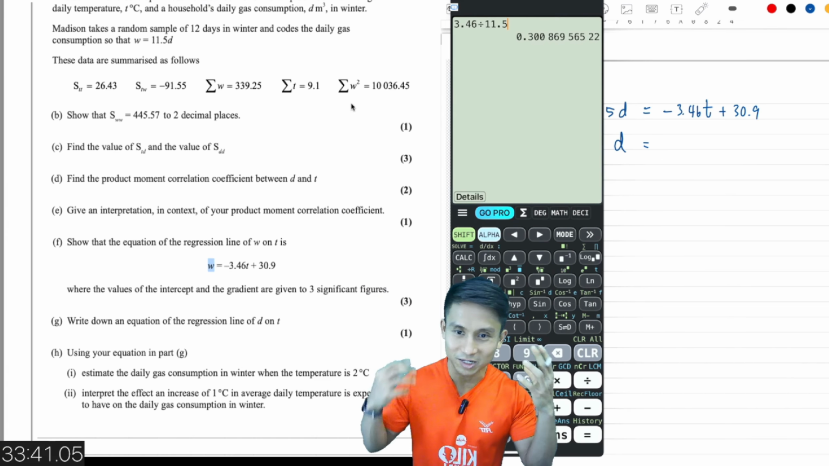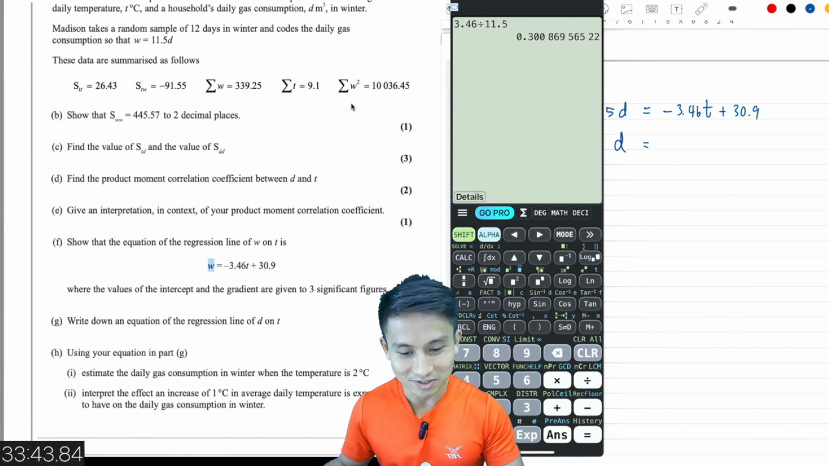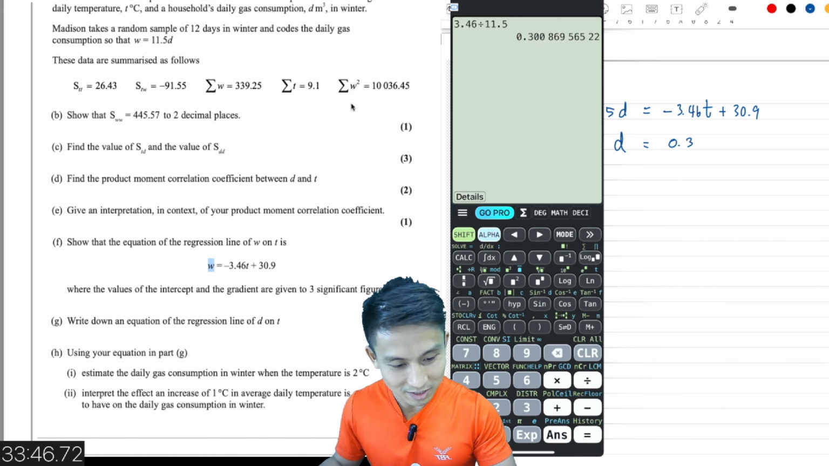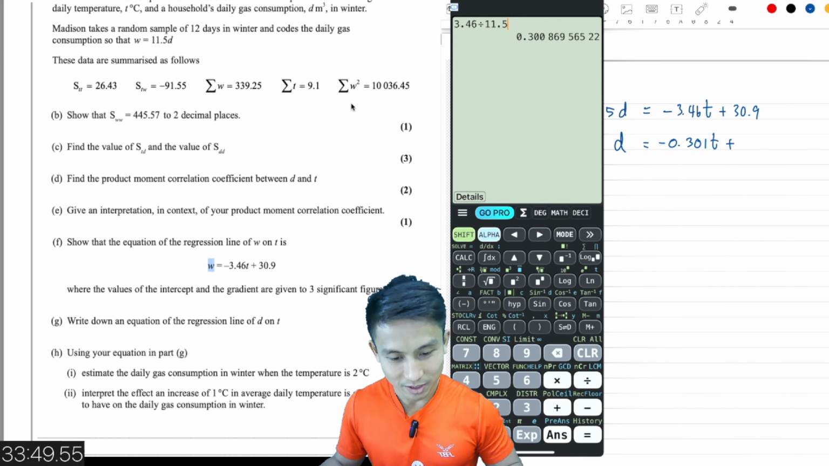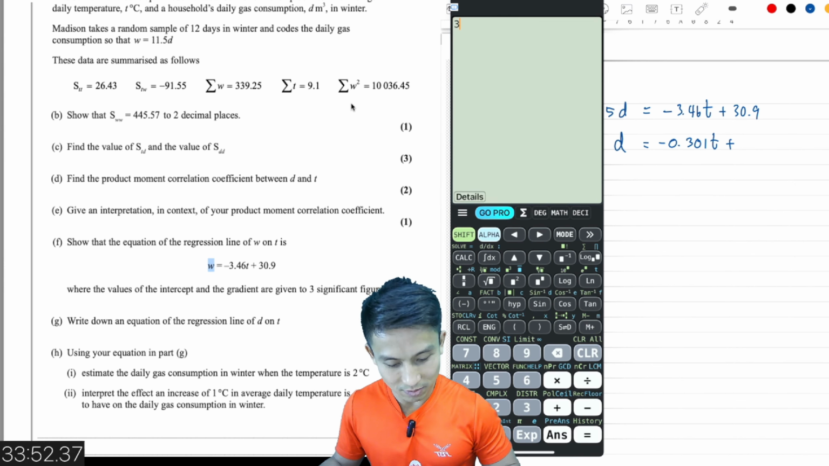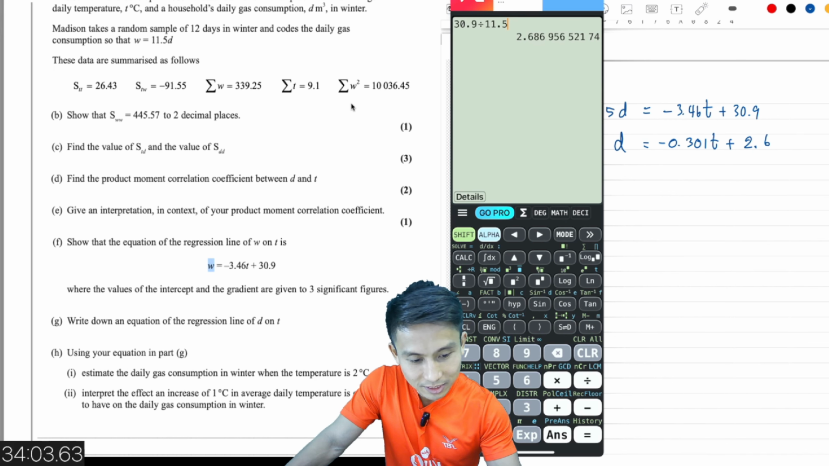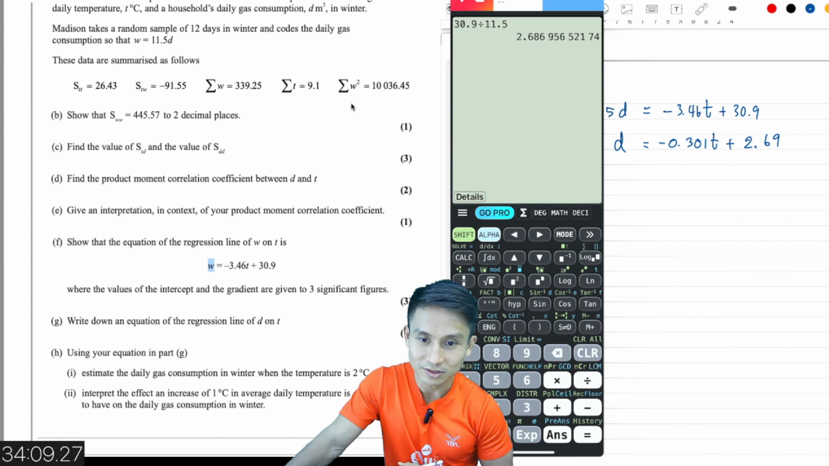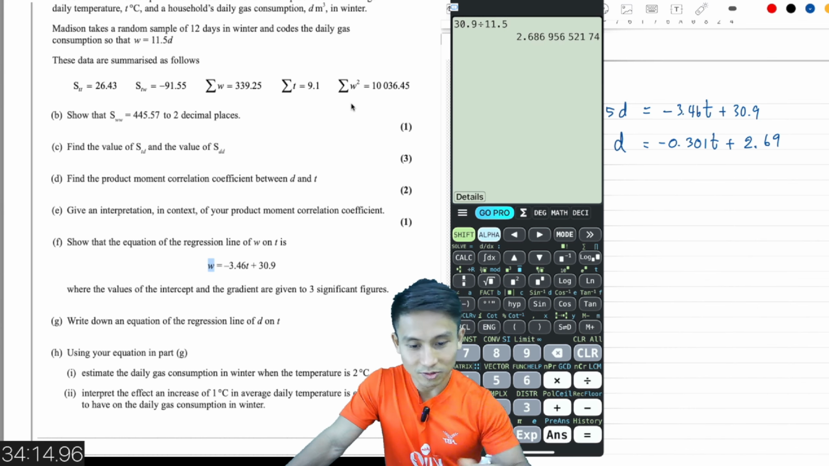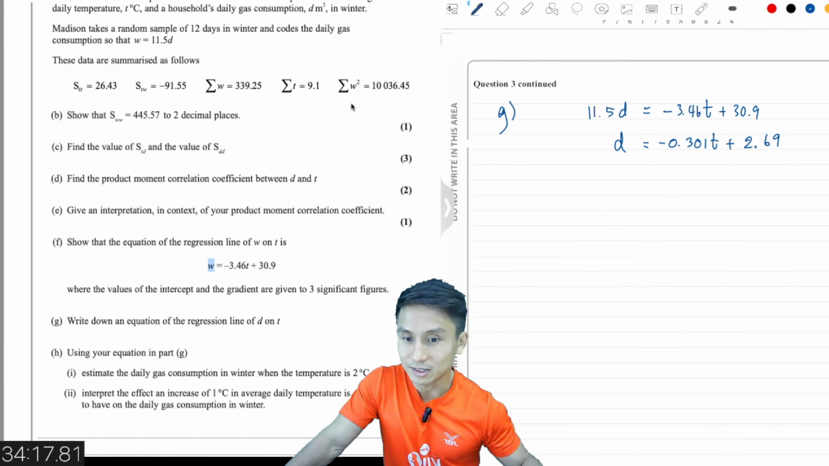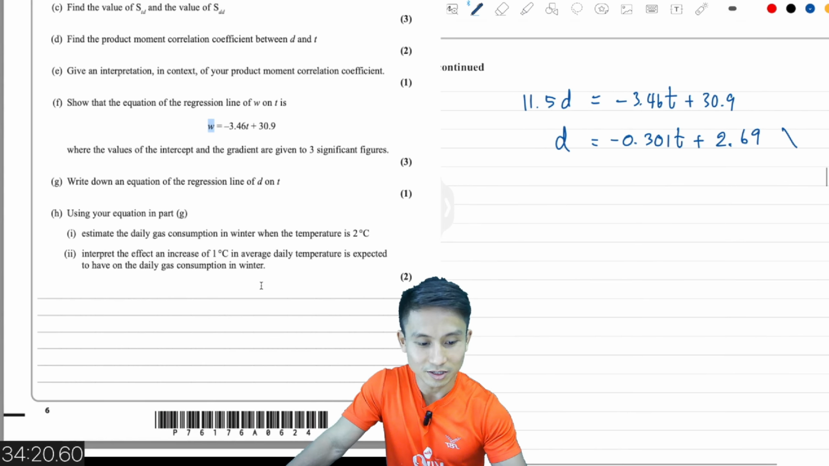Because I heard myself say 11, not 11.5, so I just got back to that. 0.301T, and there's a minus there. And also 30.9, wait, no, 30.9 divided by 11.5. Okay, that would be 2.669. Yeah, just 3 significant figures, the same amount of significant figures there. Okay, that's it. Regression line of D on T.